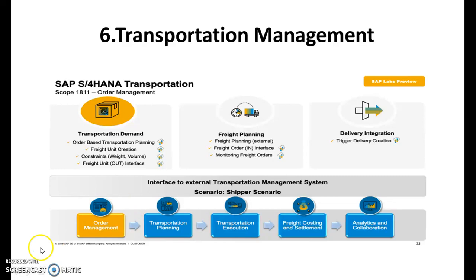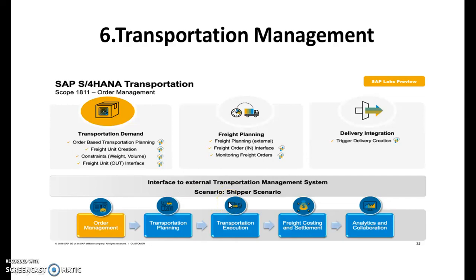And the sixth one would be transportation management. In transportation management, as we see, this is SAP S4 HANA transportation scope 1811, the order management. We have the transportation demand, freight planning, and the delivery integration as well. So we have an interface to an external transportation management system, like a shipper scenario.